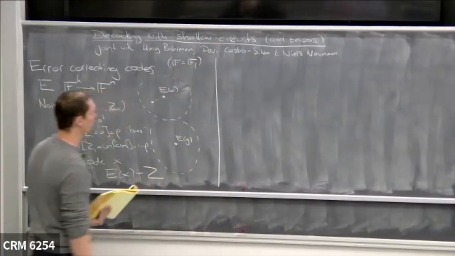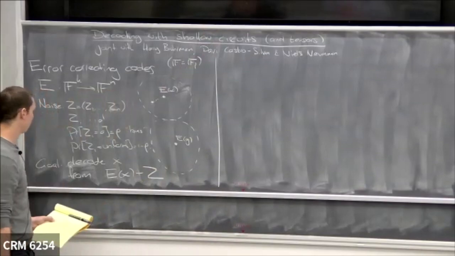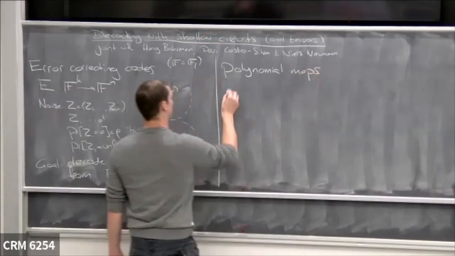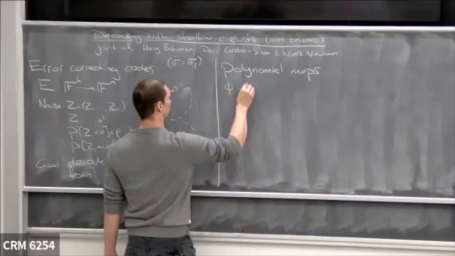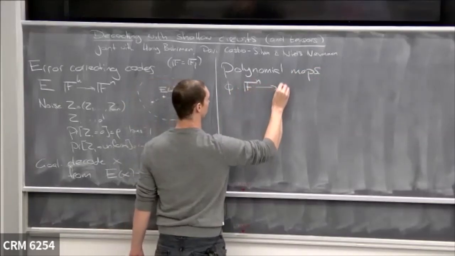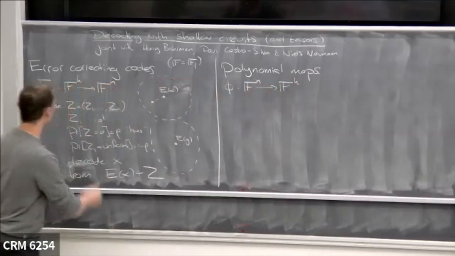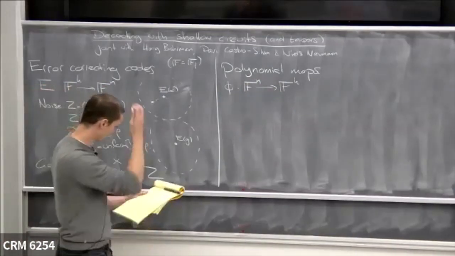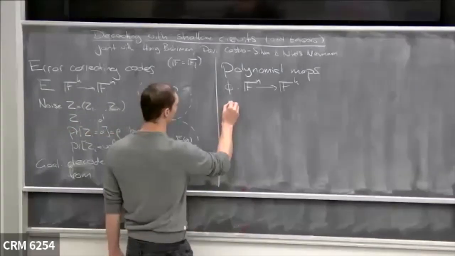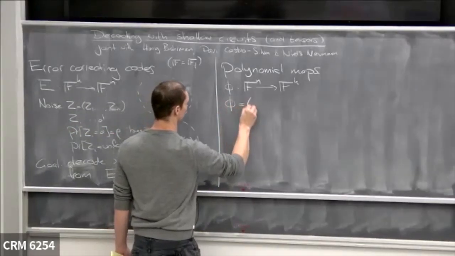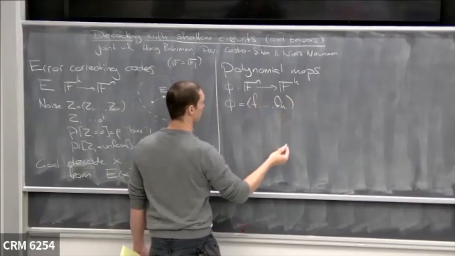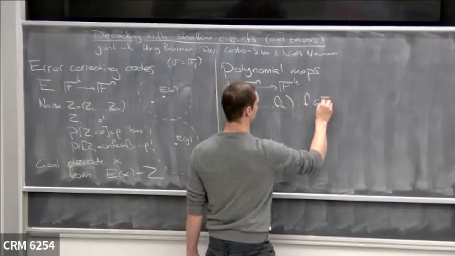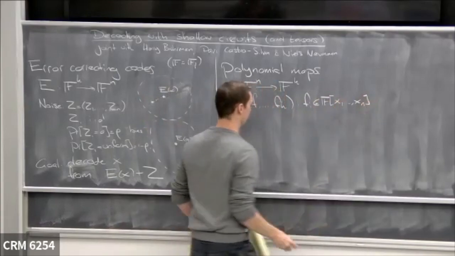The mathematical version of the method that we studied to try and decode had to do with a thing called polynomial maps. A polynomial map, phi, is a mapping from F to the n to F to the k. So E goes from k to n, and phi goes from n to k. It's supposed to somehow invert the error correcting code, even if there are corruptions. This thing is called a polynomial map if its coordinates are given by polynomials f1 through fk, where each fi is an n-variate polynomial over the field in x1 through xn.